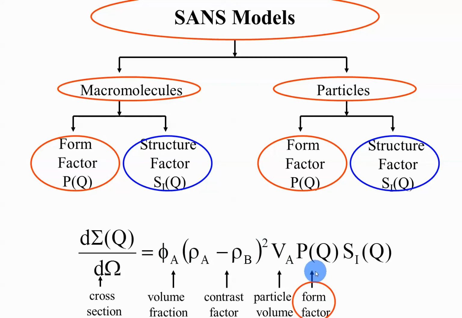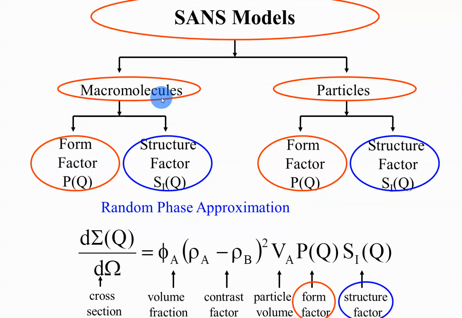So these form factors are not hard to model, it's just geometry. But structure factors are harder to model. But we got really lucky in the sense that for macromolecules, there's what is called the random phase approximation to model a structure factor for polymers in the homogeneous phase region. And when we are scattering from particles like micelles or proteins, we have what is called the Ornstein-Zernike equation, which allows us to model the structure factor in various conditions.